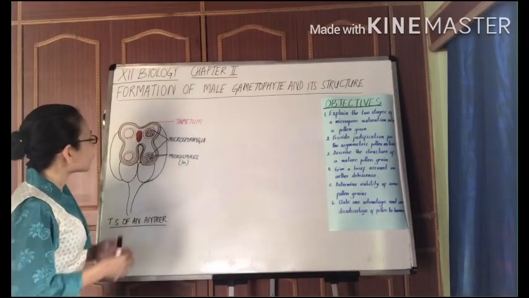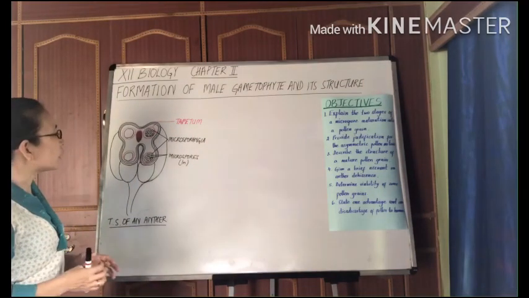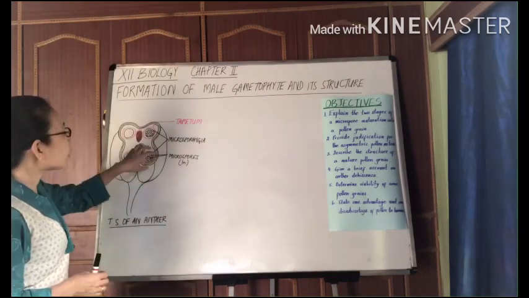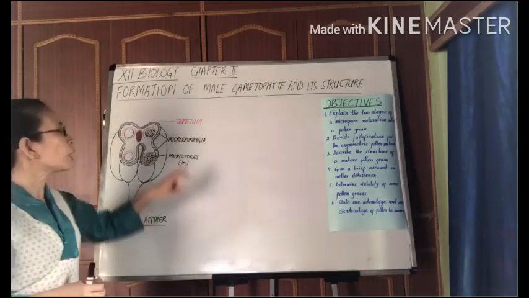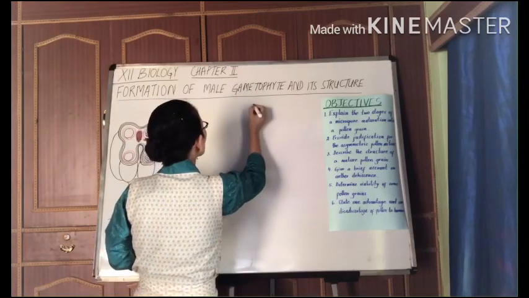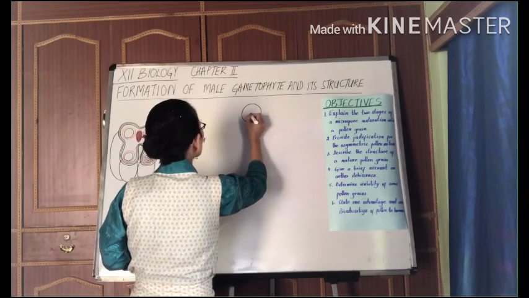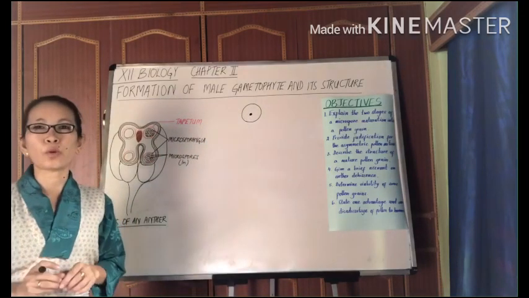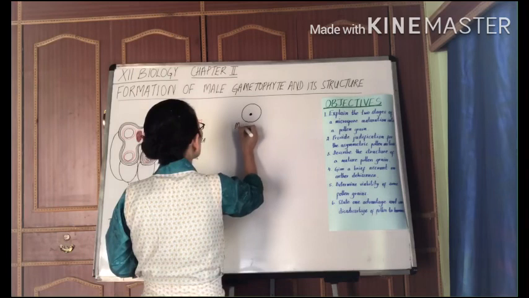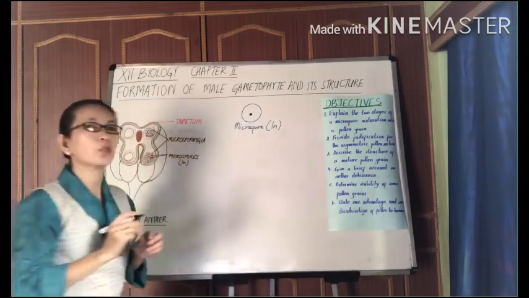Now, in order to understand the process of microspore maturation, for our convenience, let's consider a single microspore. Even though we can expect thousands of microspores in each of these microsporangia, let me draw a single microspore. So let's say this is a single haploid microspore.